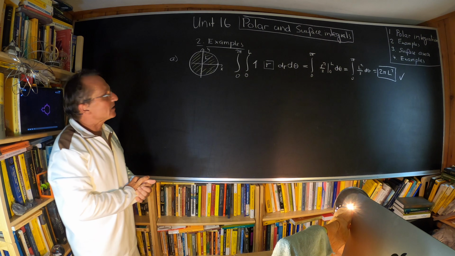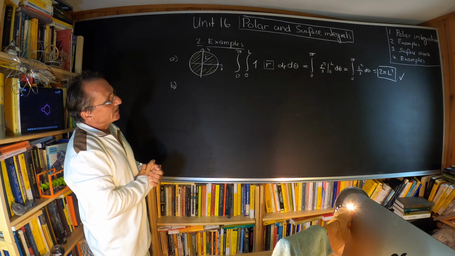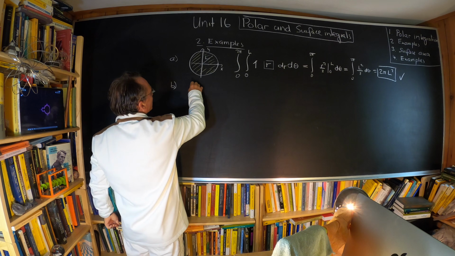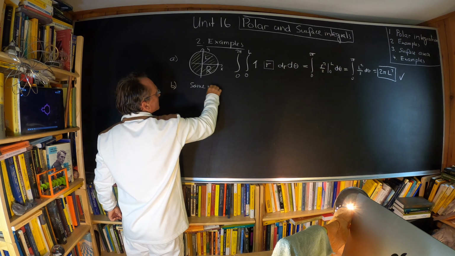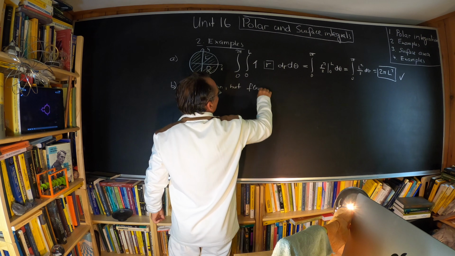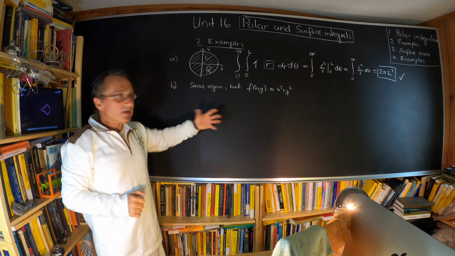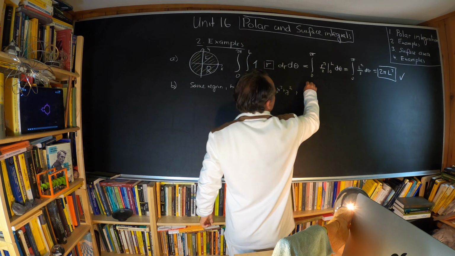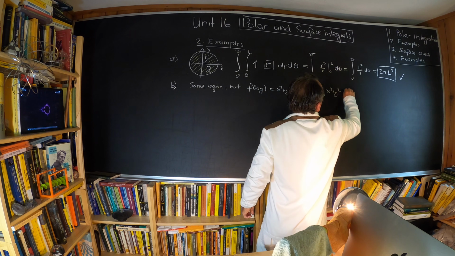So let's look at the other example, B. Let's take the case when we don't compute the area, but we take the same region, but we take the function f(x,y) equal to x squared plus y squared. So in this case, we actually compute the moment of inertia of this. So what is this? This is called the moment of inertia, x squared plus y squared dA.